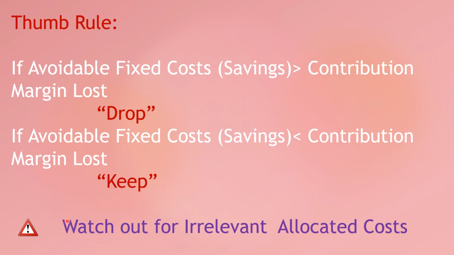Now here, please do watch out for irrelevant allocated costs. Now, what are relevant and irrelevant costs? I've just given that in another video, otherwise this video will become too long. Irrelevant costs generally relate to the sunk cost or the committed cost which do not contribute to the decision making.